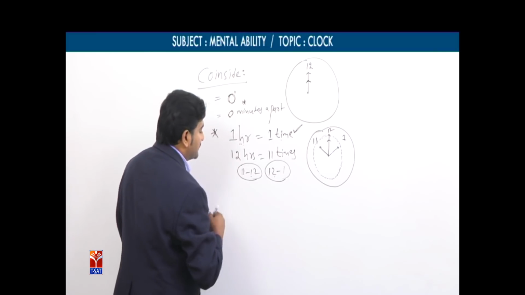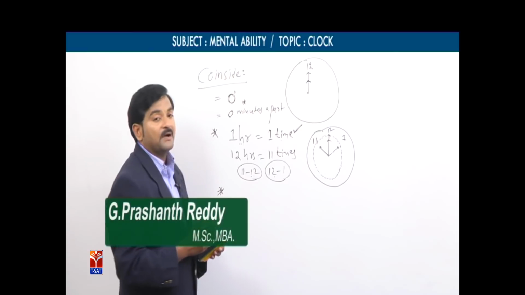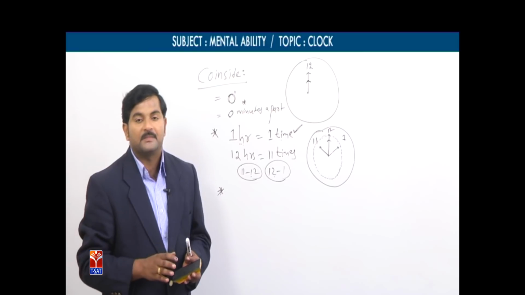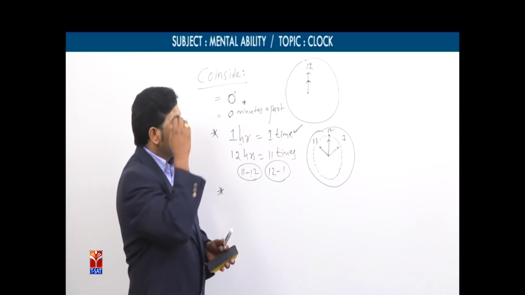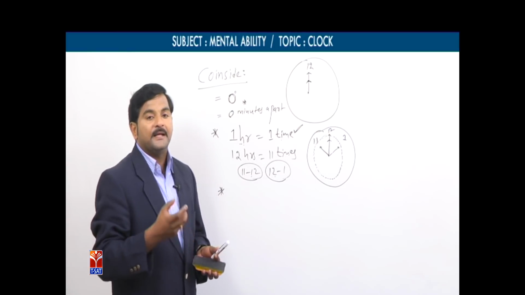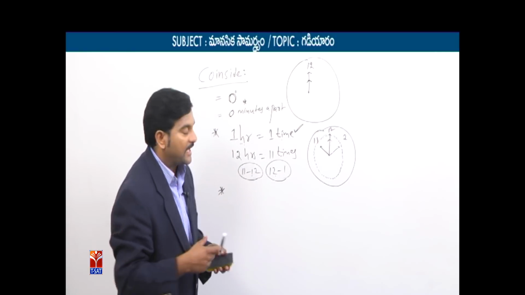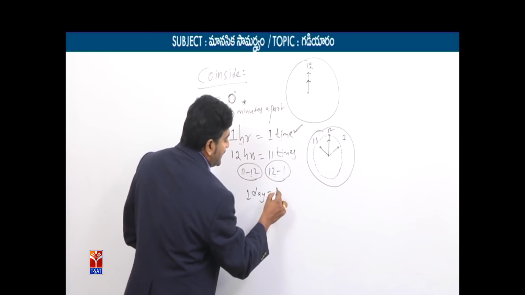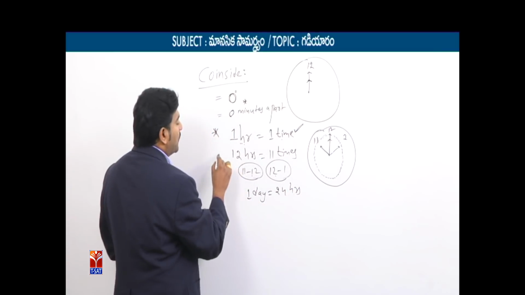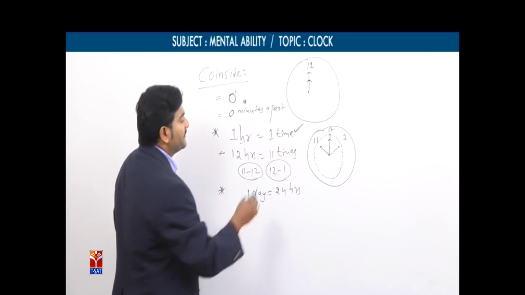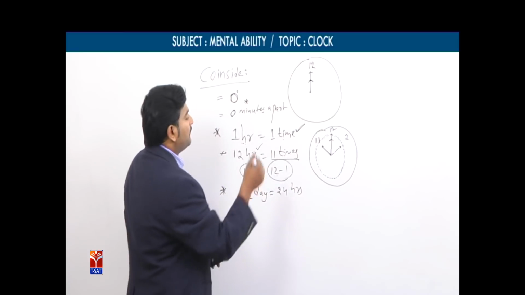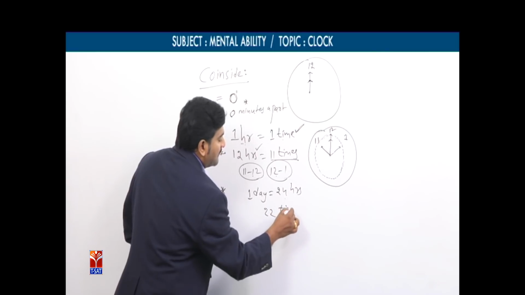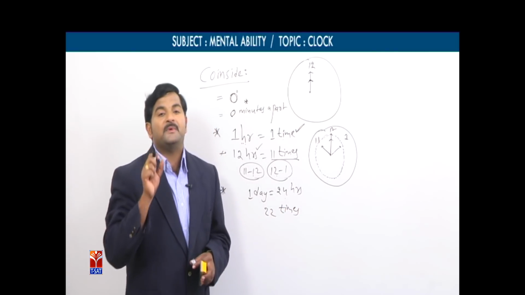Again, based on this concept, there is a previous question. That question was, in a day, how many times do two hands coincide? That was the previous examination question. A day means, we know already, 1 day is equal to 24 hours. We have the point here that two hands coincide 11 times in 12 hours. So for 24 hours, obviously it could be 22 times. So this was the question that came in the previous examination.